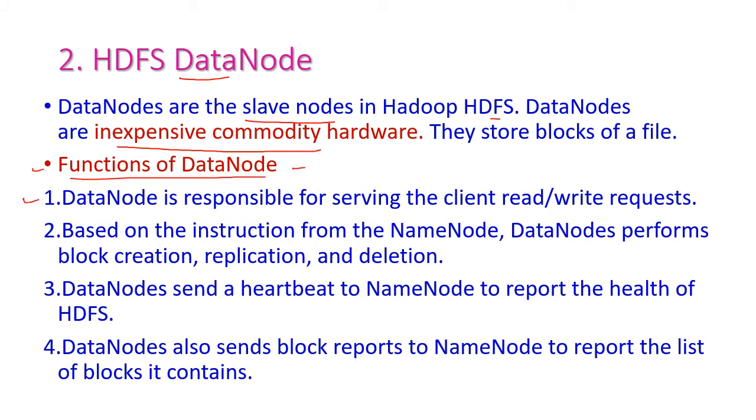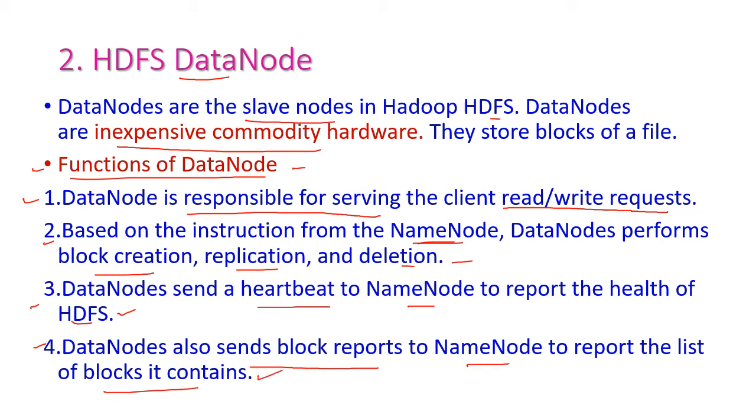The first one is data node is responsible for serving the client, that is read and write operations. And based on the instructions from name node, data node performs block creation, replication and deletion. And data node sends heartbeat to name node to report the health of HDFS. And data node also sends block reports to name node to report the list of blocks it contains.